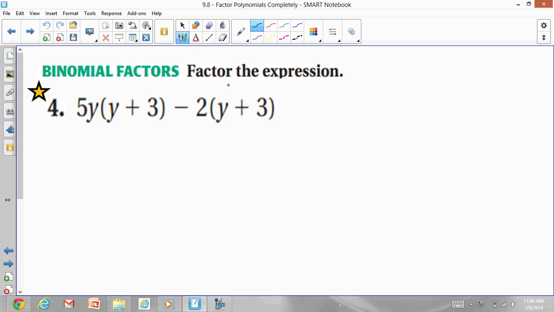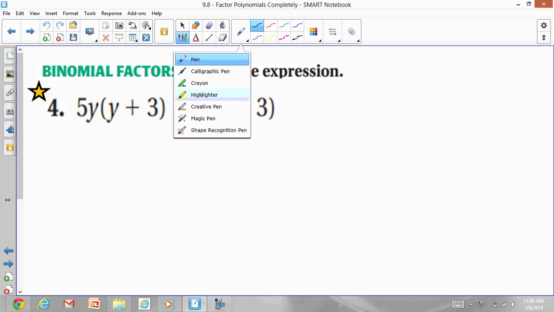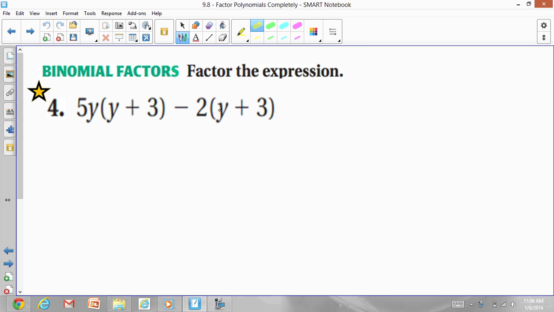Binomial factors. Factor the expression. So the first thing you have to understand is you have 5y times (y plus 3) minus this. The first tendency students usually have is the distributive property. Do not distribute. There is an easier and simpler way to get the answer. The first thing to understand is that there is something in common. You have y plus 3 and you have y plus 3.